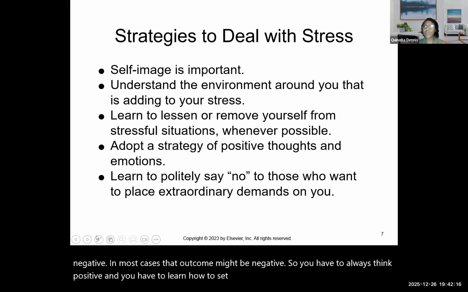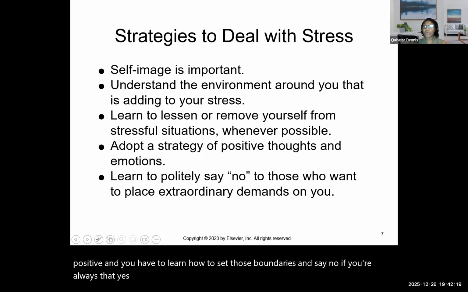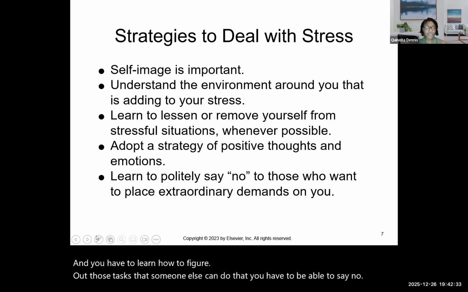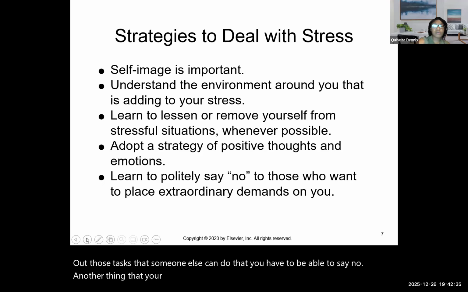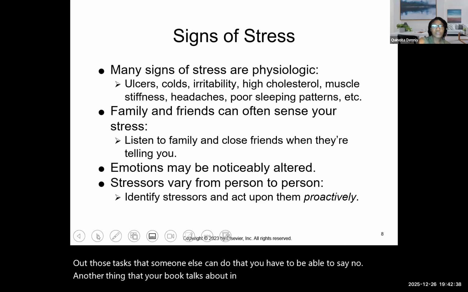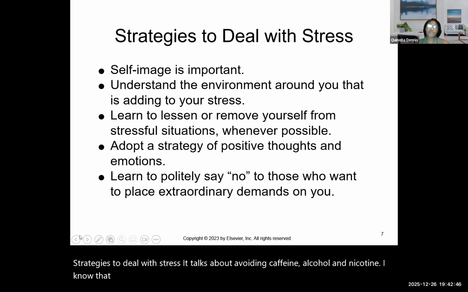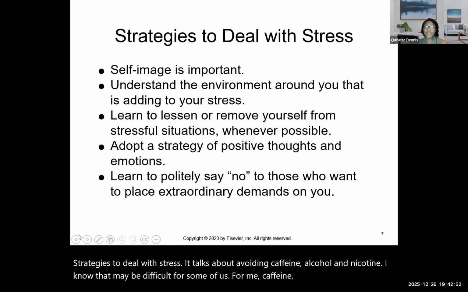If you're always that yes man, you may quickly be overwhelmed when you have these different tasks coming at you. And you have to learn how to figure out those tasks that someone else can do, that you have to be able to say no. Another thing that your book talks about in terms of strategies to deal with stress, it talks about avoiding caffeine, alcohol, and nicotine. I know that may be difficult for some of us. For me, caffeine, yes. But alcohol, they say limit caffeine, alcohol, and also nicotine.